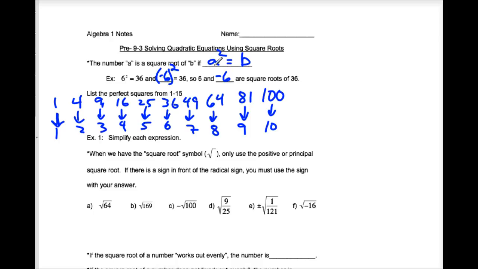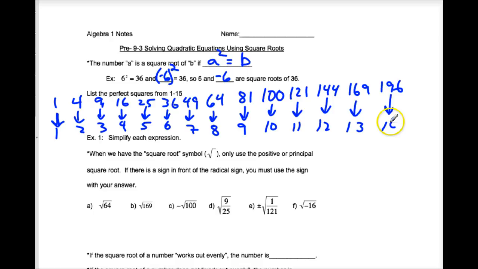That's one of the tougher ones. See, kids mix that up all the time. 121, its square root is 11. 144. 169, 196. Okay? There's a trick with 13 and 14. 169 and 196, they take the 6 and the 9 and switch the digits around.